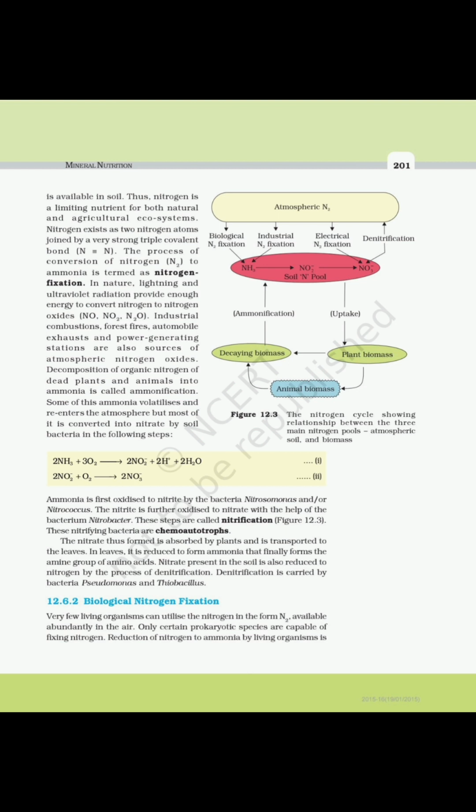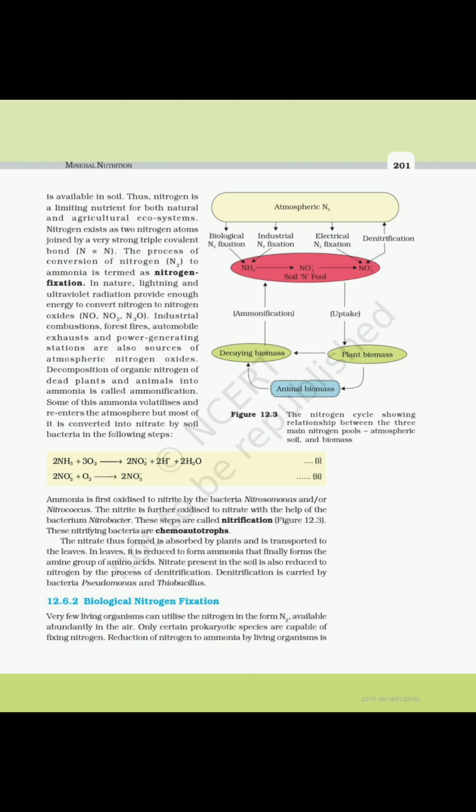Ammonia is first oxidized to nitrite by the bacteria Nitrosomonas and/or Nitrococcus. The nitrite is further oxidized to nitrate with the help of the bacterium Nitrobacter. These steps are called nitrification. Figure 12.3. These nitrifying bacteria are chemoautotrophs.